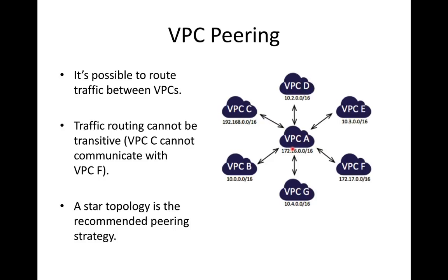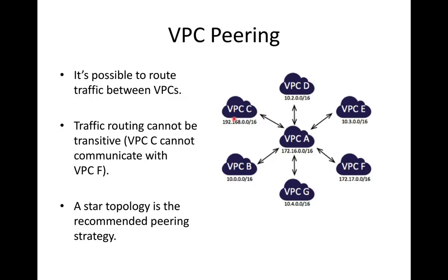Now, there are a couple caveats with this VPC peering. First of all, if you want to connect two VPCs together via a peering connection, those VPCs have to have completely separate private network address space. Their private address space ranges cannot overlap. If they overlap, then you cannot set up a peering connection.